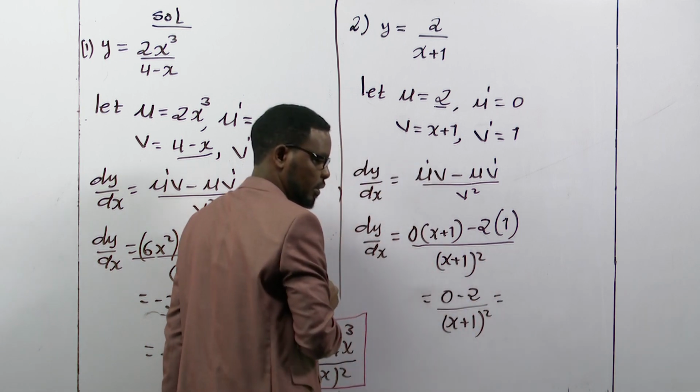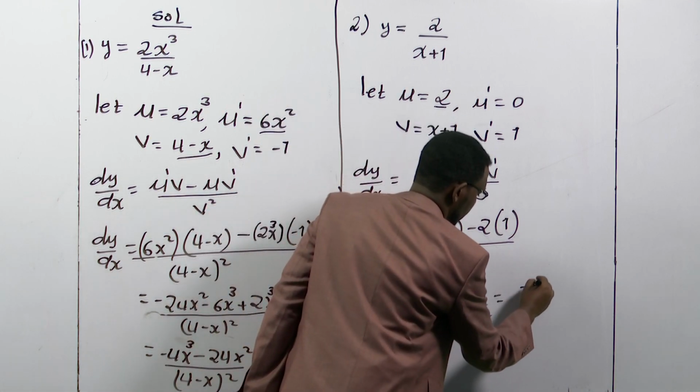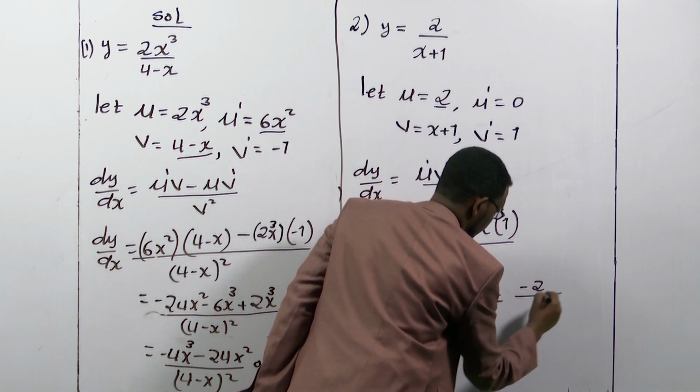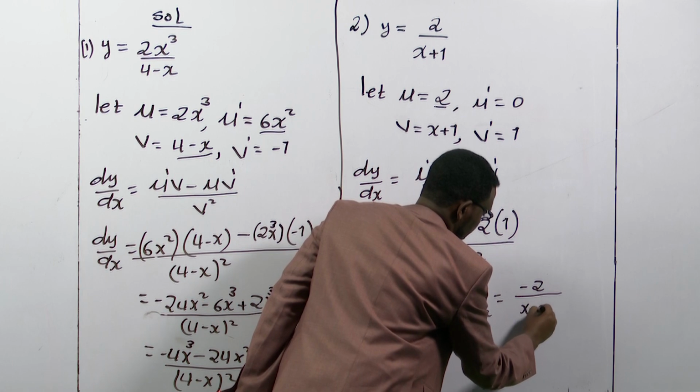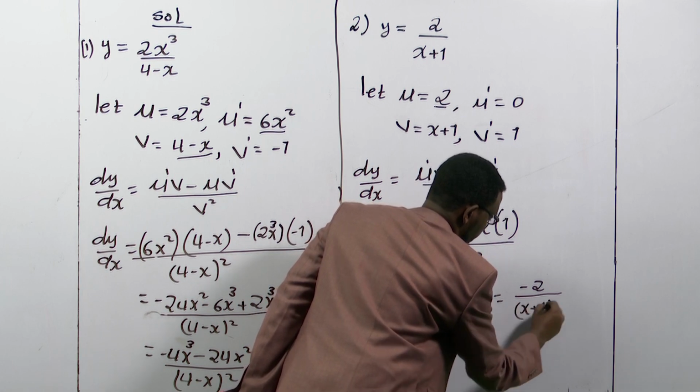The last answer is equal to what? Minus 2 divided by x plus 1 whole square.